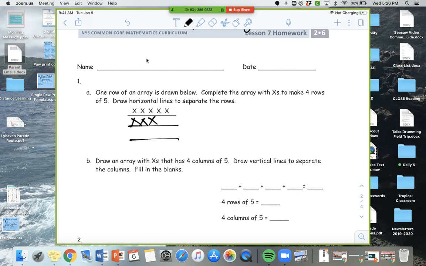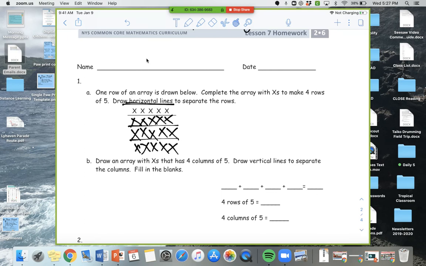1, 2, 3, 4, 5. Three more rows of 5. So now we're going to draw horizontal lines to separate the rows, which we already did. Remember, horizontal is this way. So now it looks like that's all we needed to do.